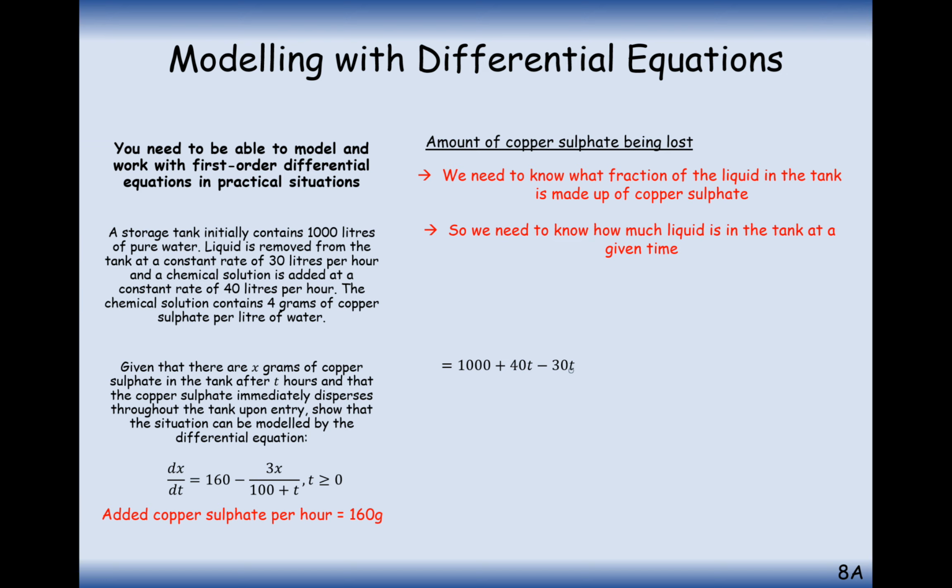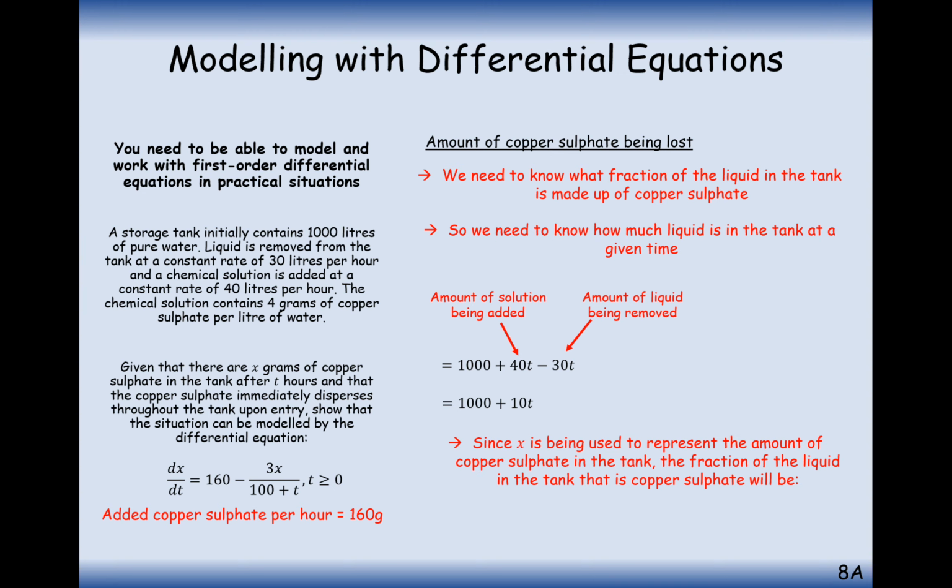Then 30 leaves the tank every hour. So liquid is removed from the tank at a constant rate of 30, so that's why it's a negative, and added at a rate of 40 litres per hour, so that's why it's 40T as a positive. So this is the amount of solution being added, and that's the amount of solution being removed. So simplifying that, it's 1,000 plus 10T.